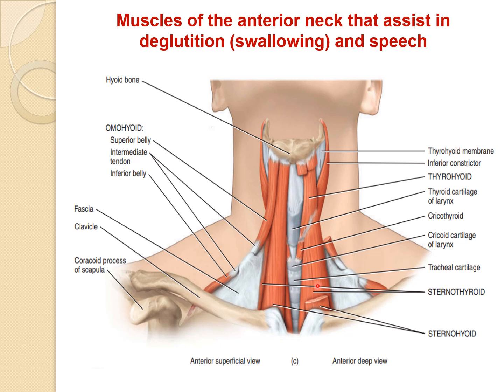And if you see here, this is the thyrohyoid and this muscle is the omohyoid. This is the superior belly of the omohyoid and this one is the inferior belly and this is the intermediate tendon as we have discussed earlier.